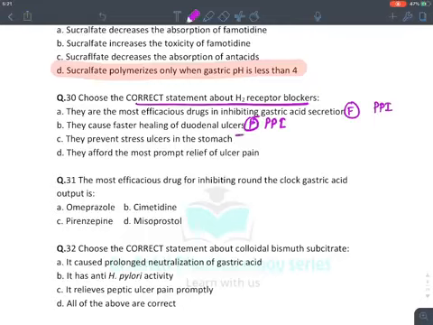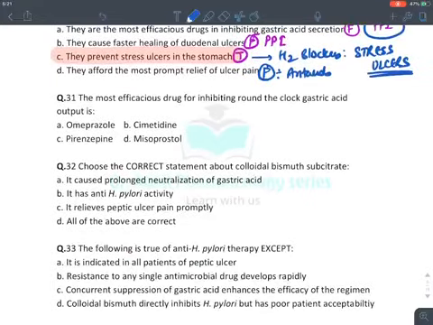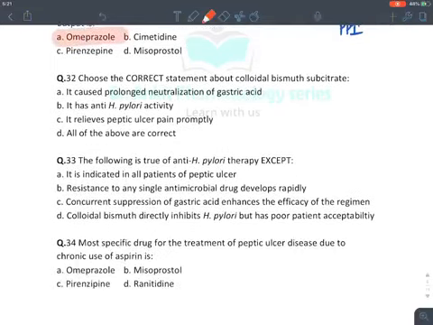They prevent stress ulcers in the stomach. Remember, true. H2 blockers are the drug of choice for stress ulcer, but nowadays we have started using PPIs also. They afford most prompt pain relief. False. Remember, prompt pain relief is a function of antacids, not H2 blockers, not PPIs. The most efficacious drug in inhibiting round-the-clock acid secretion is PPIs, proton pump inhibitors, and they end with the word prazole.